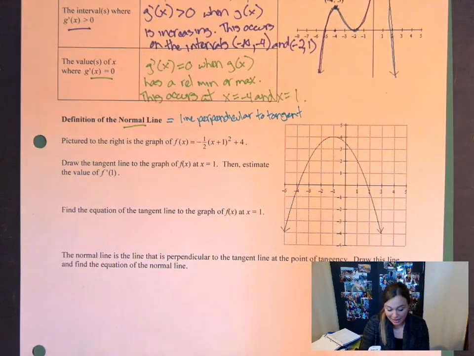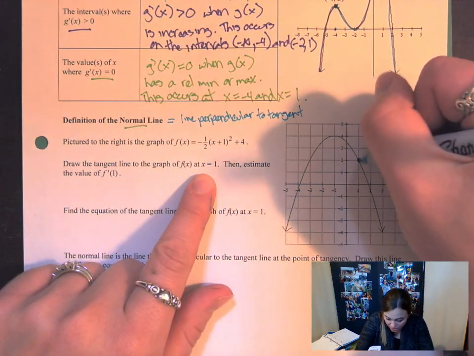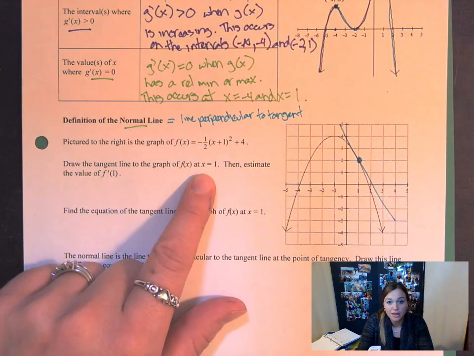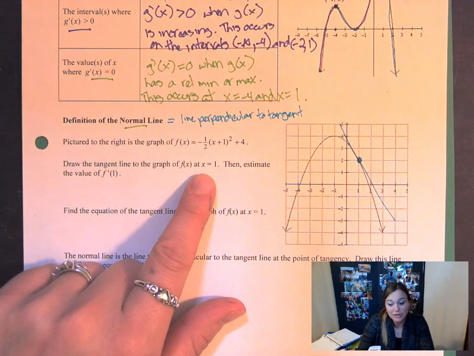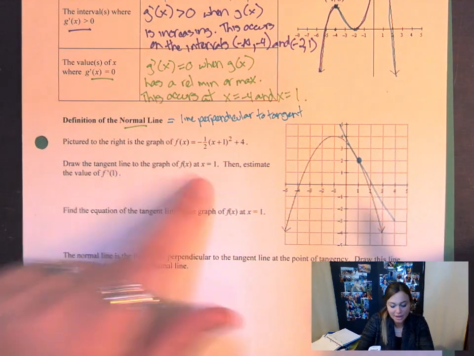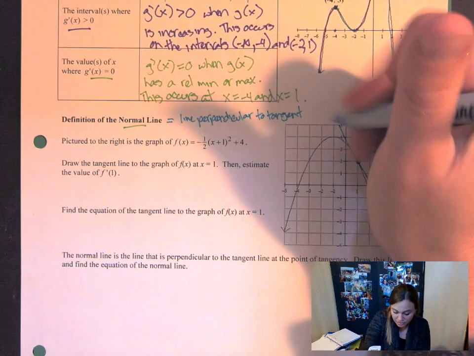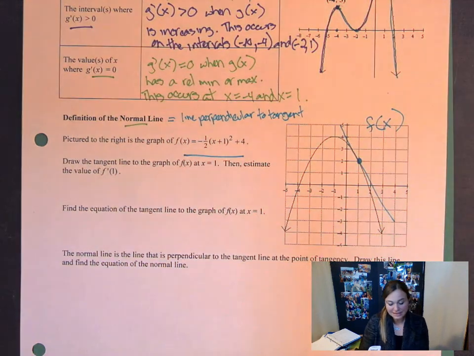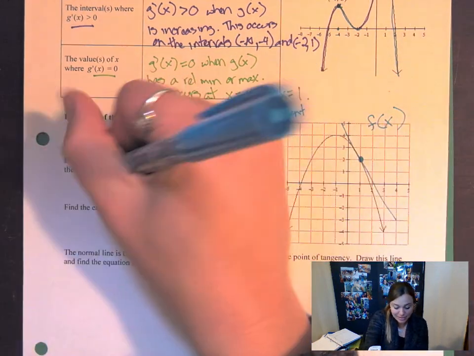So what I mean by that is if I'm talking about x equals 1, that's the first one, and the tangent line is right here, perpendicular to that, running this way and going through that point x equals 1, that's what we call the normal line. So this is this graph. It says f of x is over here, and I can see it. And it says draw the tangent line to the graph at x equals 1. Okay, I actually did that already. That's nice. Estimate the value of f prime of 1.